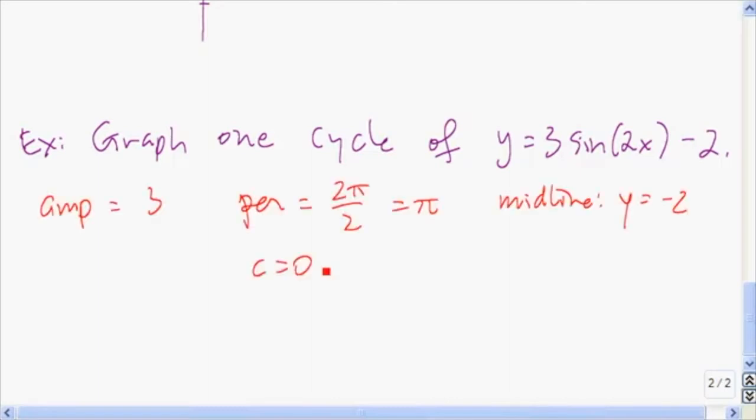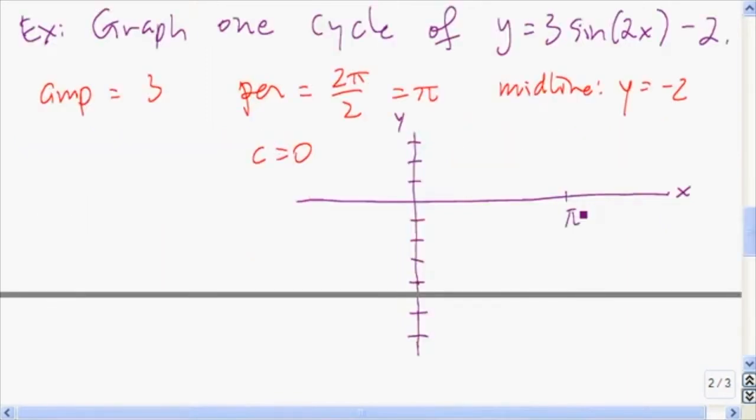All right, you should have gotten that the amplitude is 3, the period is pi, the midline is y equals -2, and again, there's no phase shift here. Okay, again, C is equal to 0, so starting at 0, we go out the length of the period, which is pi. Then we'll divide this into 4 equal pieces.